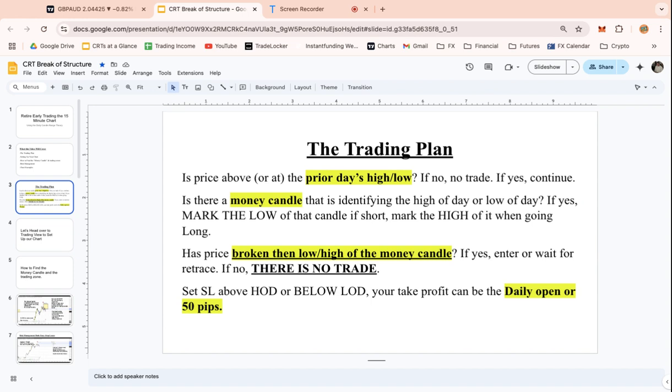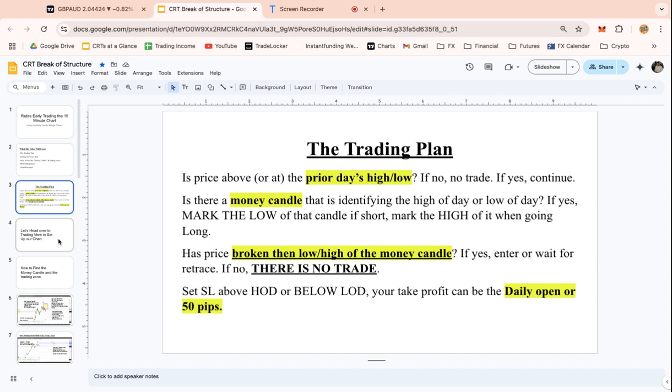Next, has price broken the low or high of that money candle that you just marked? If yes, you could enter, or you can possibly wait for it to retrace to get a better entry. But if the low or high of that money candle that you isolated has not been broken, there is no trade there. Once you enter the trade, you're going to set your stop loss above the high of day, below the low of day, or a different level. I'll talk about it a little bit later. And your take profit can be the daily open or at 50 pips. So whichever you want to do.